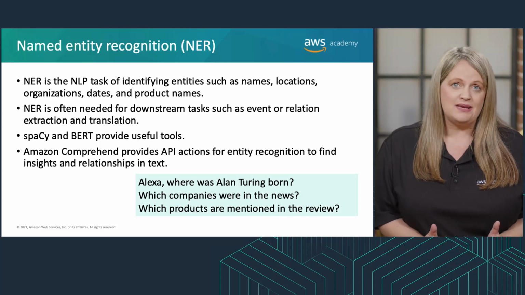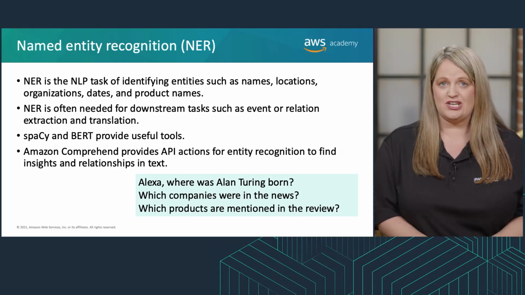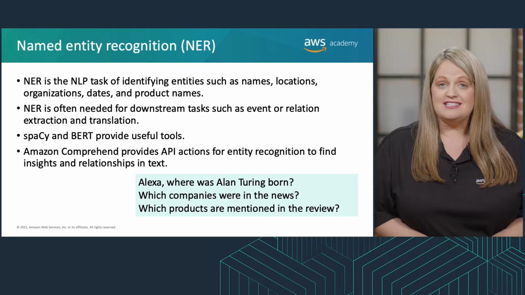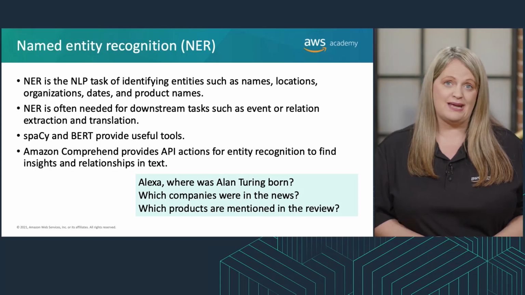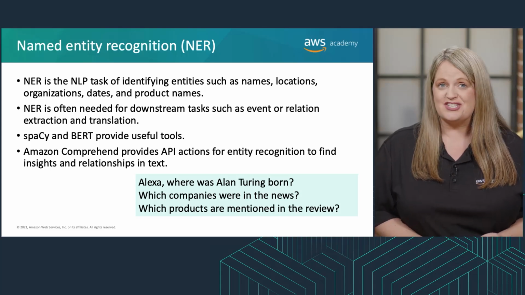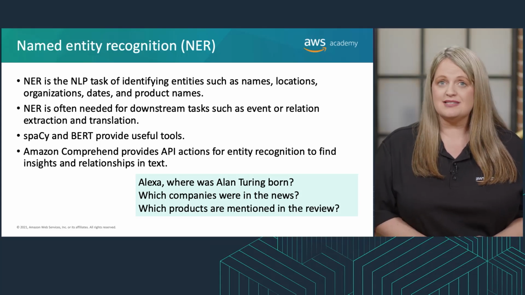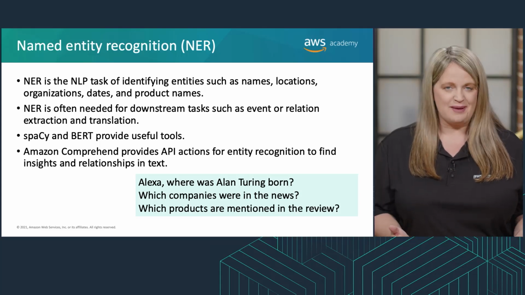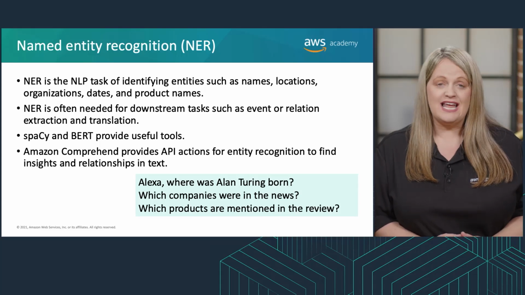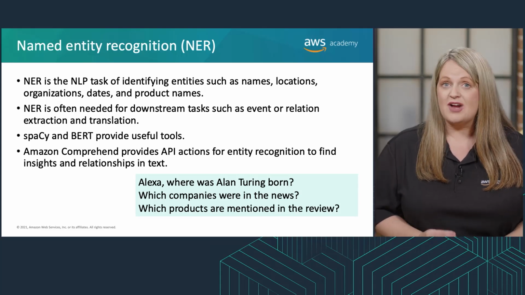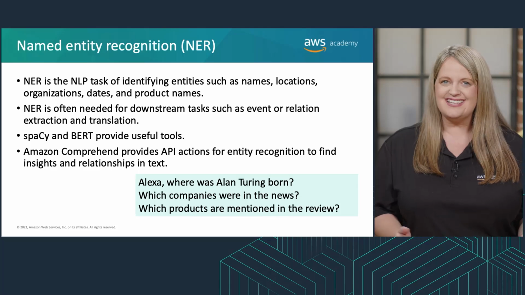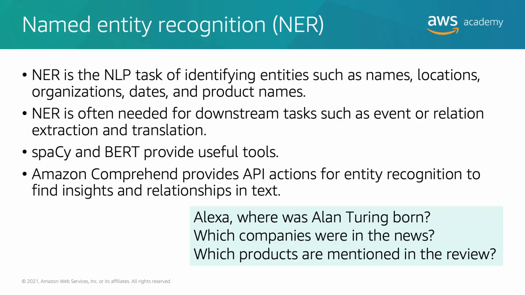Another key NLP task is named entity recognition, or NER. NER identifies entities such as people names, locations, organizations, dates, and product names. NER is often required to process downstream tasks. For example, NER can help with event and relationship extraction by extracting event names, locations, and dates. In addition, NER is used in translation to decide if a word needs to be translated. Typical names do not need to be translated.